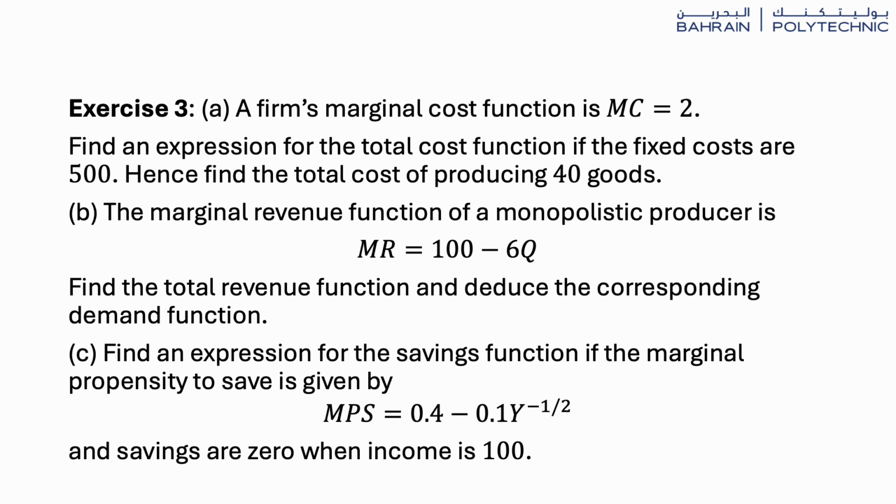And same thing if you have the marginal revenue function: you have to integrate it to get the total revenue and substitute with TR equal to 0 when Q is 0. And same thing for the marginal propensity to save: you have to integrate it with respect to y to get the saving function, then you can use the information given in the substitution. So it ends up finding the answer as shown here.